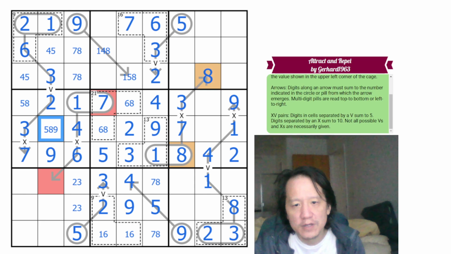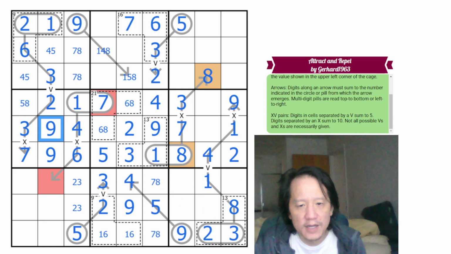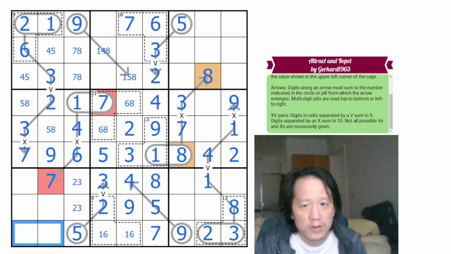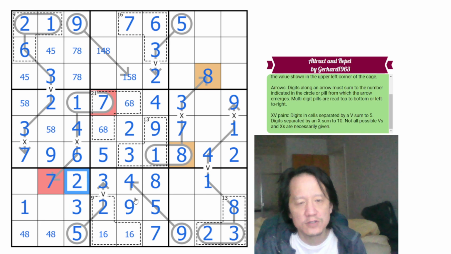This can't be 9. This 7 means this is a 7. So this can't be 7, so that's an 8. Therefore, this is a 7. This has to be a 4-8 pair, but we're not sure which one it is. 1 can't be here, 1 can't be here, therefore this must be 1. Also, we see the 2 makes that a 3, which makes that a 2.